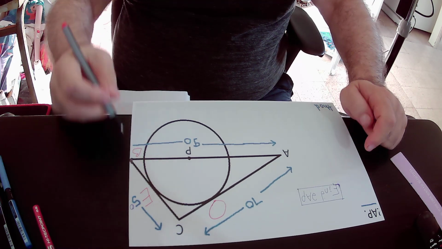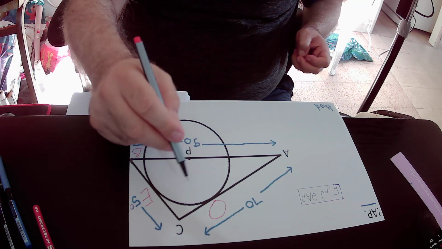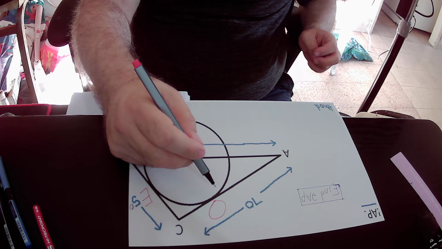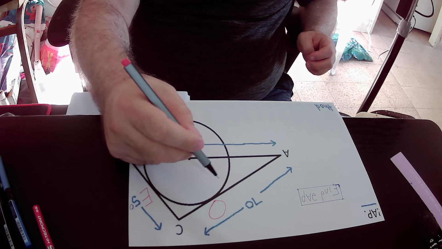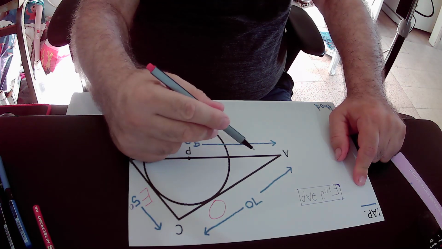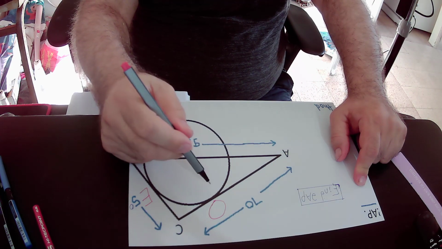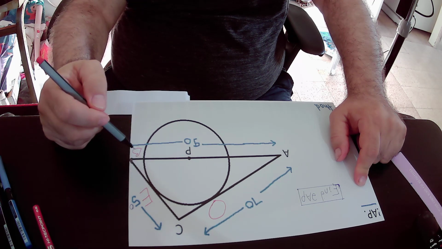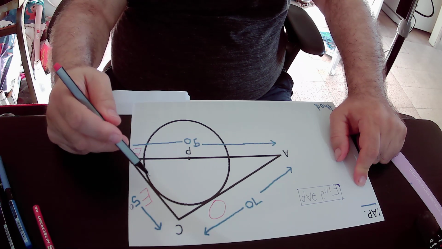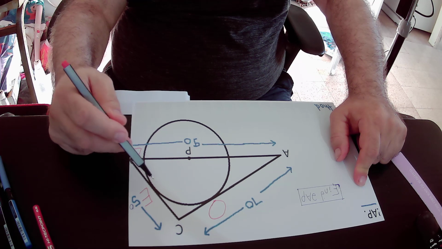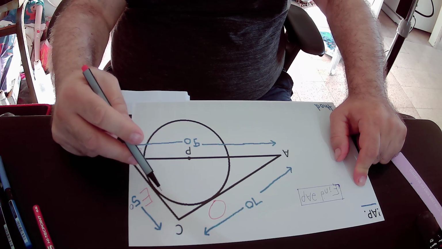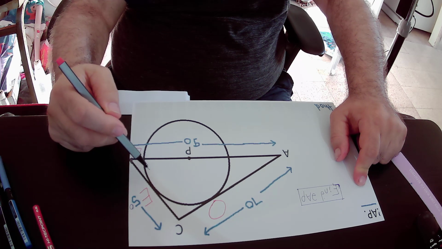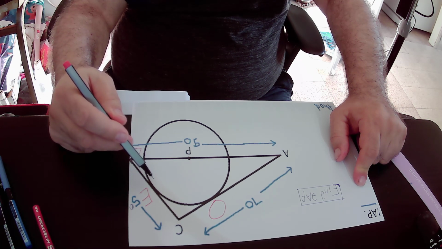So again, side AC of the triangle is tangent to the circle at point O, or the touching point between side AC and the circle is point O, and side CB of the triangle is tangent to the circle at point E, or the touching point between side CB of the triangle and the circle is point E.